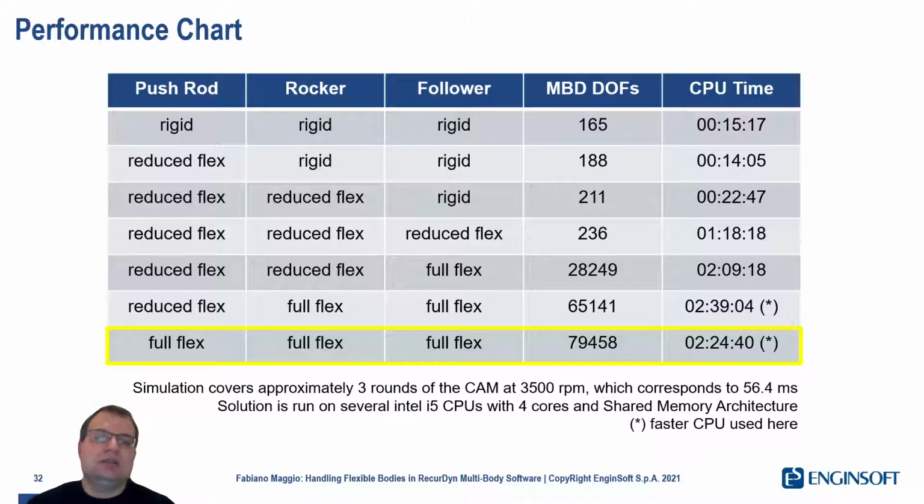The other comment that I want to spend on this table is about the calculation time. Let's take the latest row. You see that even using full flex formulation for all bodies, which brings almost 80,000 degrees of freedom, we still have a reasonable calculation time. Consider that the setup of this model is quite fast. If you have to make this model in another environment like an explicit finite element, or if you want to make it in an implicit finite element code, the solution time will be for sure longer.